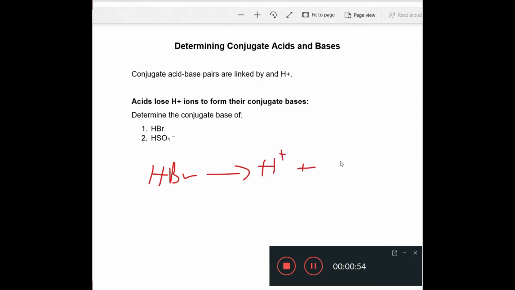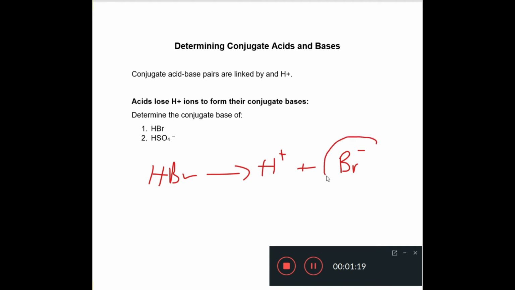Now, when we're writing the equation for dissociation, it has to be balanced in terms of number of atoms and charge. So 1 H, 1 H, bromine here, 1 bromine here. The charge has to be balanced. The total charge over this side is 0. Total charge over this side needs to be 0. So this must be minus 1, and therefore the conjugate base is bromide ion, Br minus.